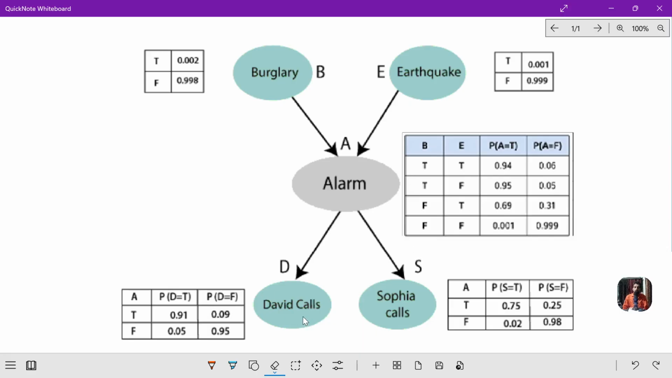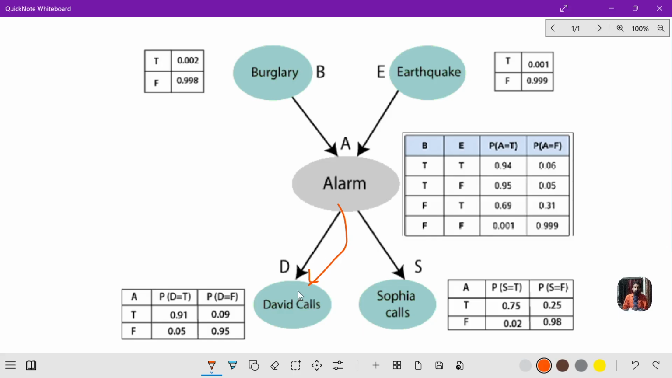Next one is David calls. David calls represents whether David calls after hearing the alarm. When he listens to a sound from the alarm, the variable D represents that David makes a call to Harry after hearing the alarm. This variable depends only on alarm A.